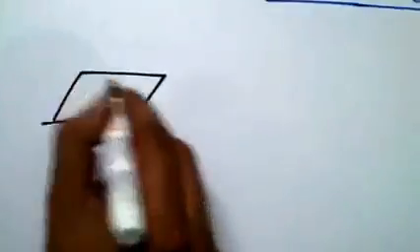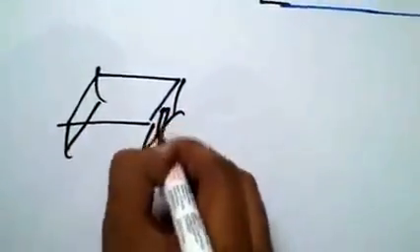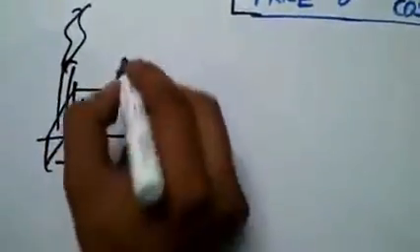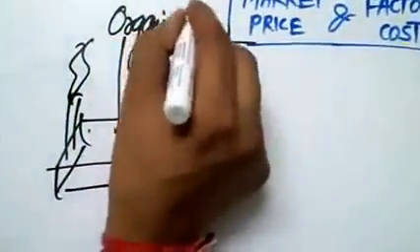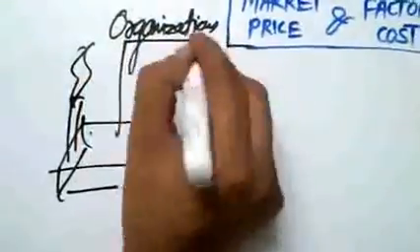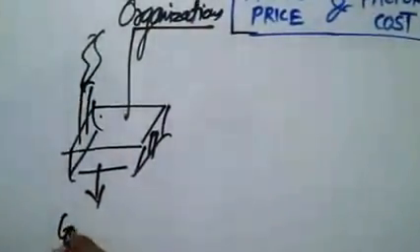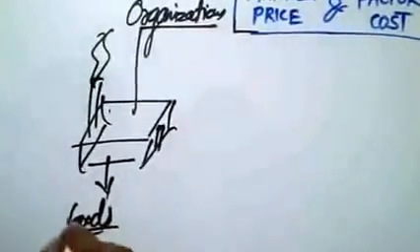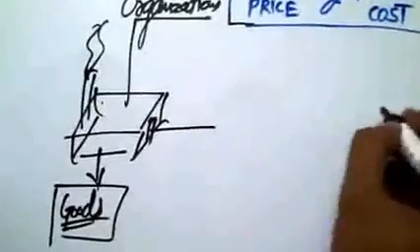See, there are factories or organizations who create goods, and these goods are provided in a market.